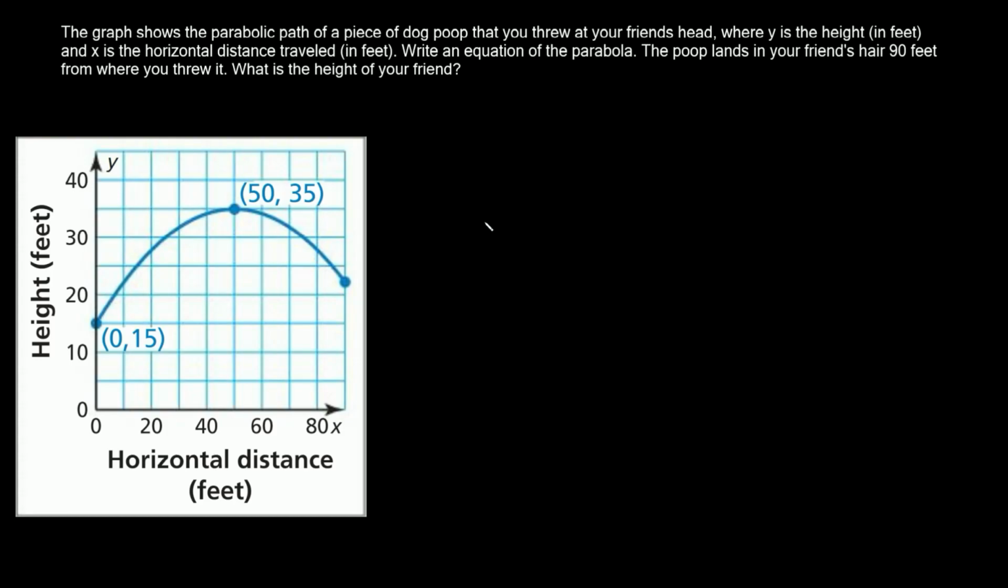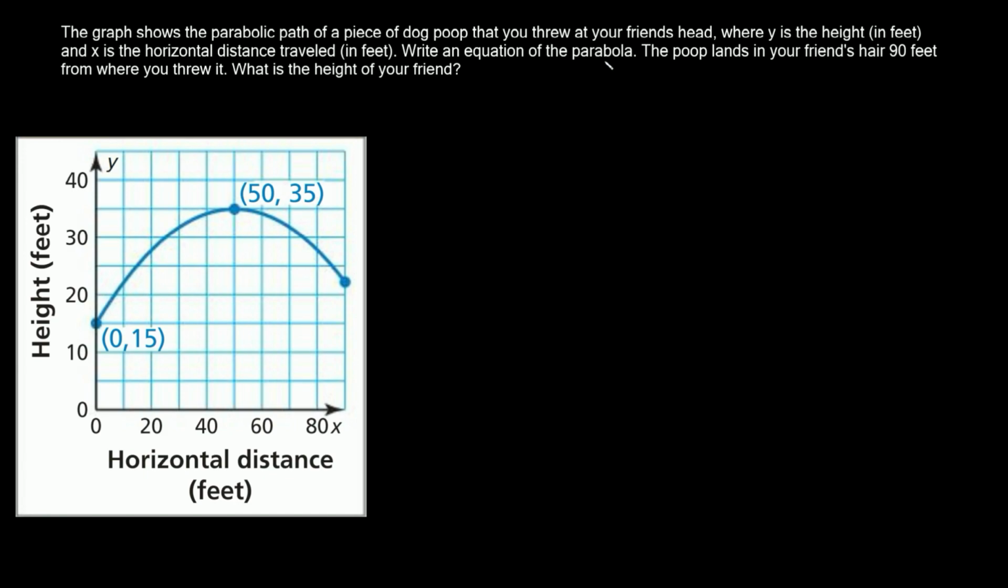So in this video, I'm going to teach you how to write an equation of a parabola in vertex form by going over this word problem right here. It says the graph shows the parabolic path of a piece of dog poop that you threw at your friend's head, where y is the height in feet. You can see that the y-axis represents the height in feet, and x is the horizontal distance traveled in feet. This is how far you threw it right there.